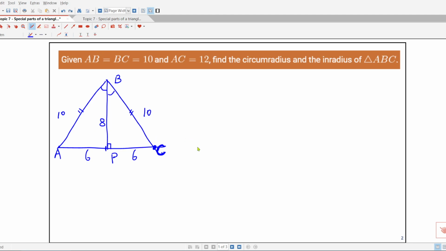And to find the circumradius, we can build a right triangle with the circumradius as the side by connecting the circumcenter. So suppose O is the circumcenter, then we connect AO.